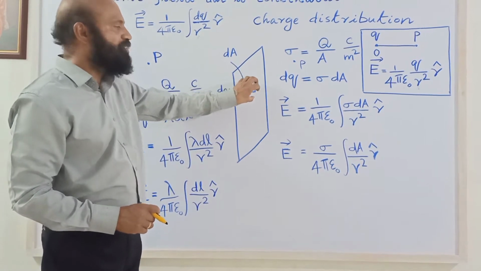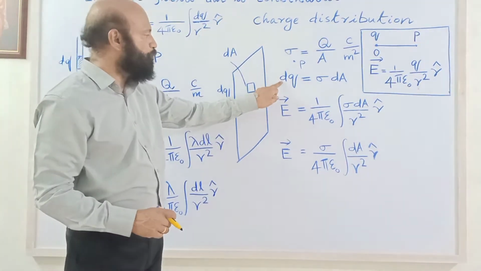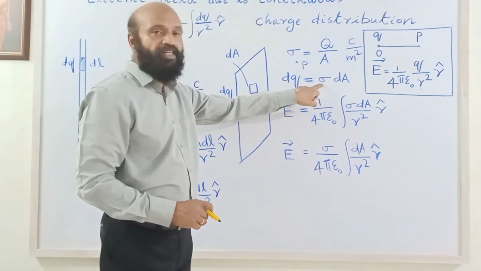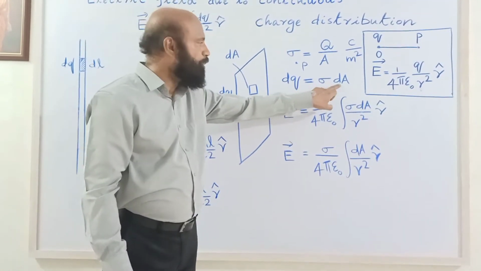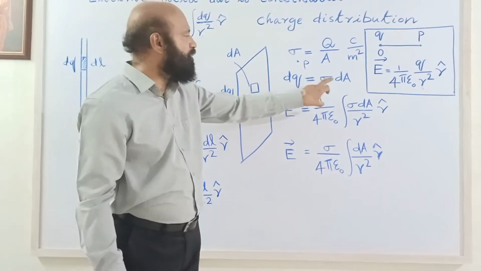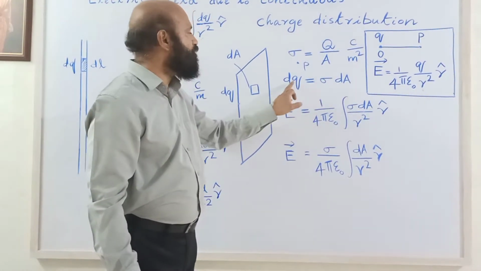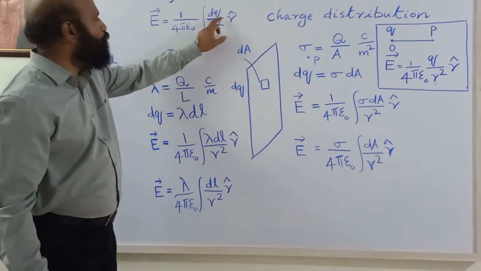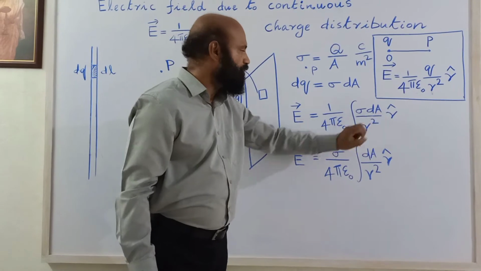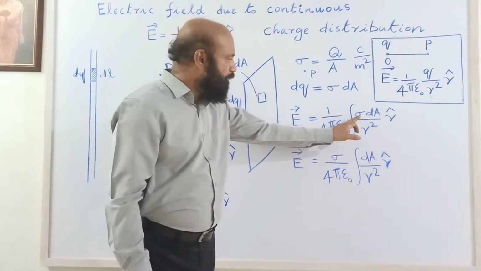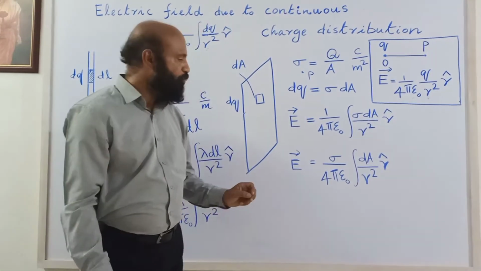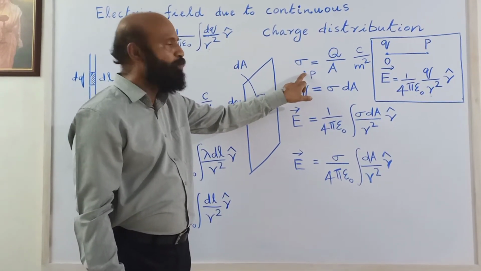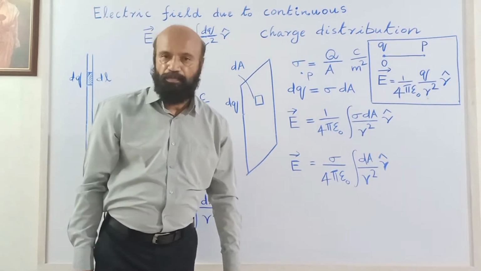Then charge on this charge element is dq, that is sigma into dA. Sigma is the surface charge density, charge per unit area. You multiply by the area of that charge element. So you will get the charge on this charge element, dq. So instead of this dq, now you can substitute sigma dA. After that you take the sigma outside. So you will get the expression to find the electric field at a point due to surface charge distribution.